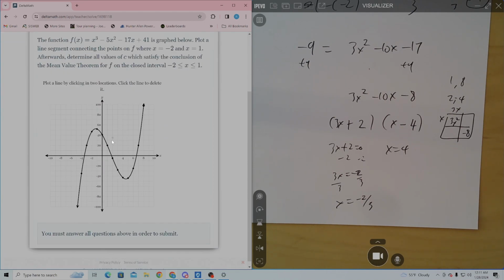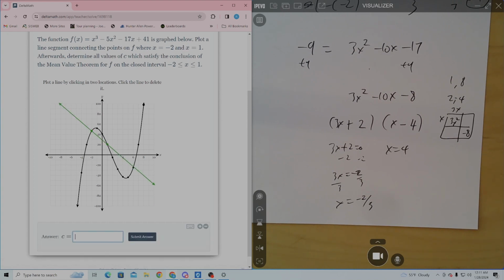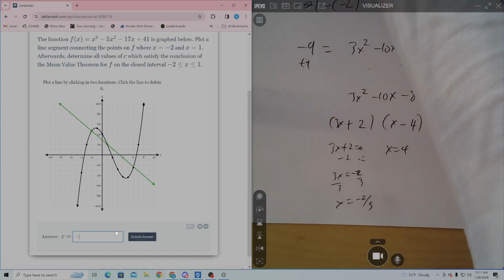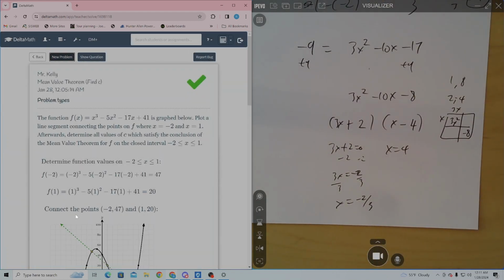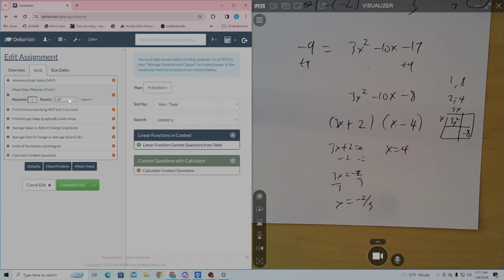It wants me to do this. So let's make sure I'm right here. Otherwise, I'm going to look like a Muppet. So I'm saying it's -2/3. Yay! All right. So that's that one.